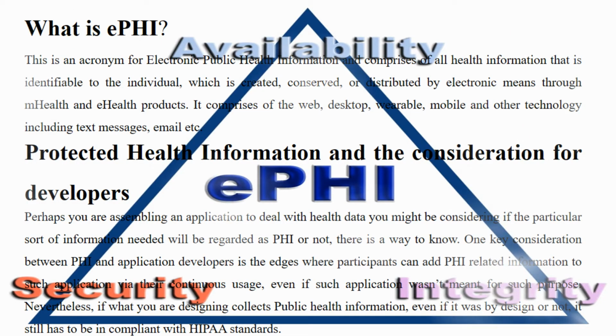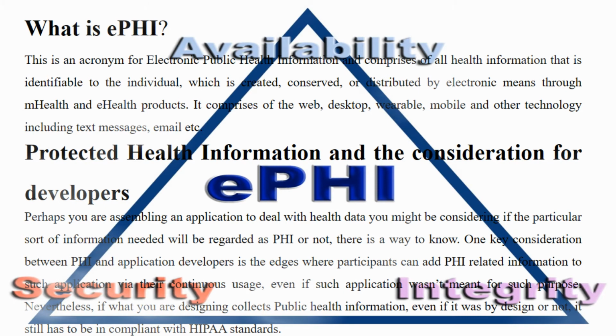This is an acronym for Electronic Protected Health Information and comprises all health information that is identifiable to the individual, which is created, stored, or distributed by electronic means through mHealth and eHealth products. It comprises the web, desktop, wearable, mobile and other technology, including text messages, email etc.